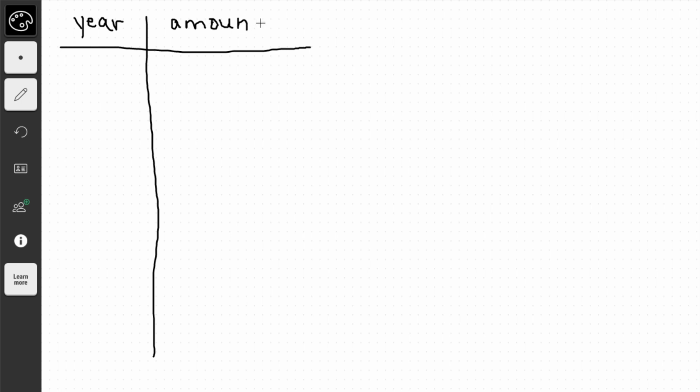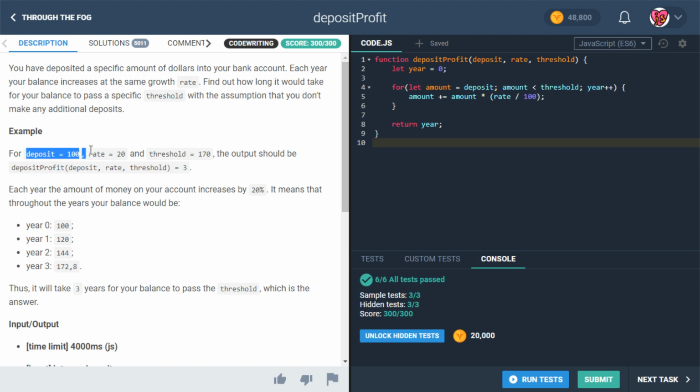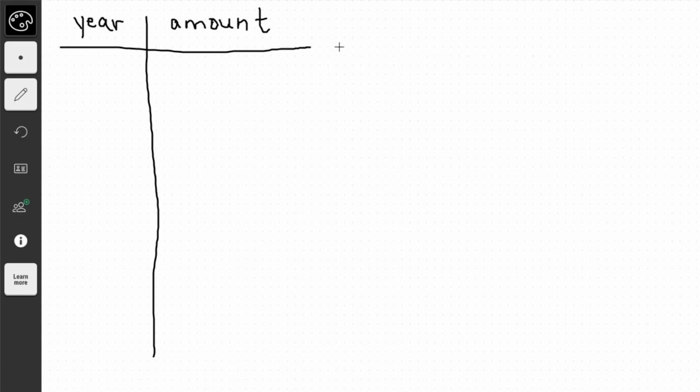Normally, if I was working with a student, I would ask, would you prefer to use a general example? Do you want to use a specific example? So if anyone has a preference, let me know in the chat. But for now, just to get started, I'll use a specific example. So I'll go over to the description. I'll use this one. So deposit is 100. We're depositing $100. The rate of growth is going to be 20%, and the threshold we're looking for is 170. That's not going to be all that relevant for this one. Maybe I'll write the information over here.